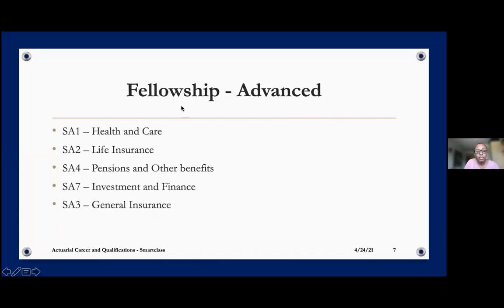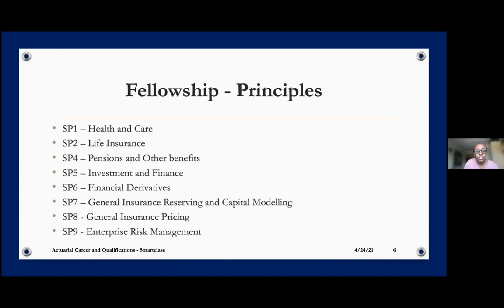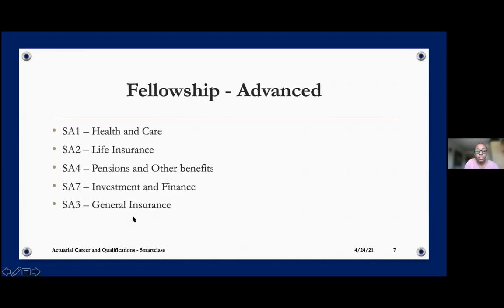The last exam they require from you is the fellowship advanced. So you will have to choose one from this one. So say you sat for general insurance reserving and capital modeling and general insurance pricing under fellowship principles. I think you'll definitely want to move ahead to SA3, which is general insurance, and you'll qualify from there.